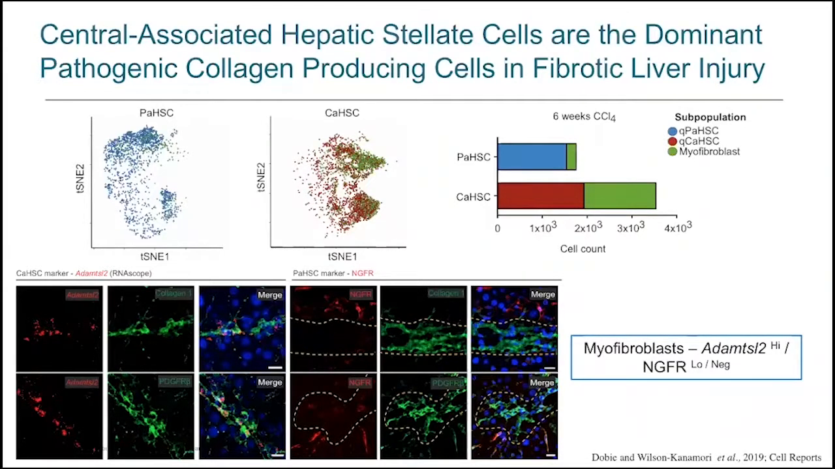These findings were then again validated by spatial mapping in fibrotic liver, using a combination of RNAscope and immunofluorescent staining, which clearly showed ADAM-TSL2 central associated stellates located throughout the fibrotic niche, whereas NGFR portal associated stellates resided predominantly in the parenchyma, distal to the fibrotic region.